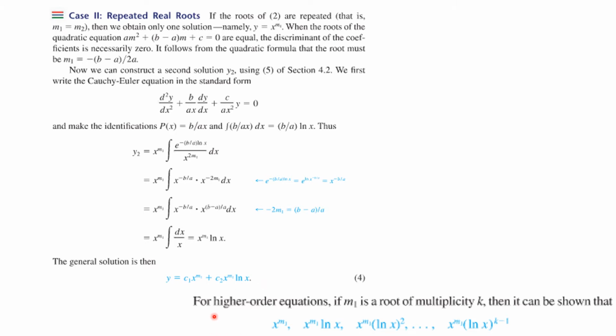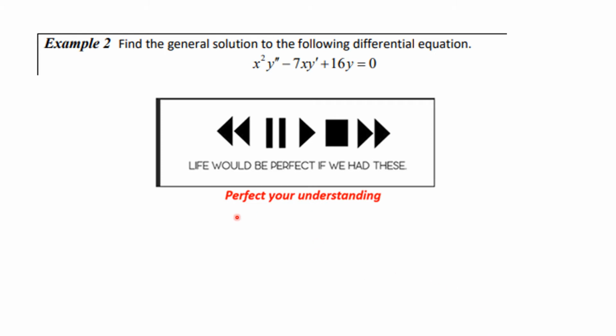And if you had a higher order polynomial than second degree, if m1 is a root of multiplicity k, then it can be shown that your k linearly independent solutions are going to be these. You see there's an analogy that happens with this, and you're just raising those logarithms to higher and higher powers. So here's a problem for you to do. We want to find the general solution to this. You know what to do.